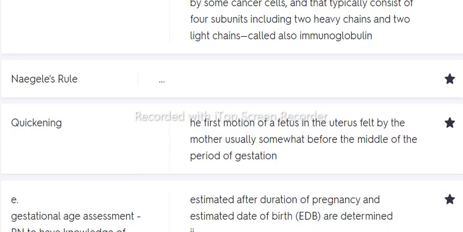Quickening. The first motion of a fetus in the uterus felt by the mother, usually somewhat before the middle of the period of gestation.